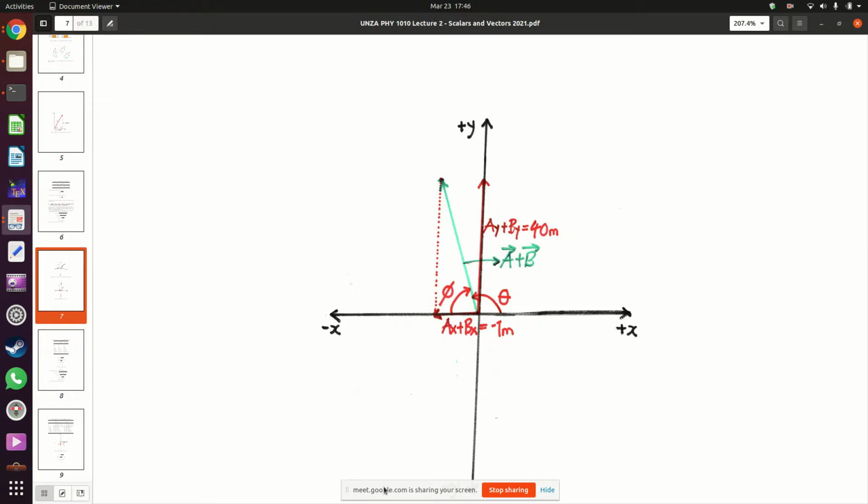Alright, sir. So the next thing, as our friend was asking, is how do we find the angle A plus B makes with the x-axis? That angle is this one, from the positive x-axis, this theta. How do we find this theta?